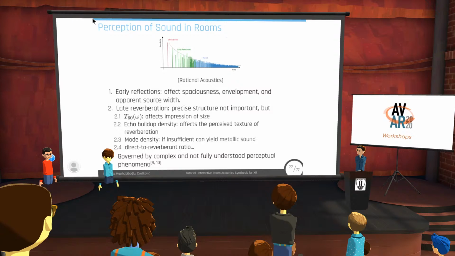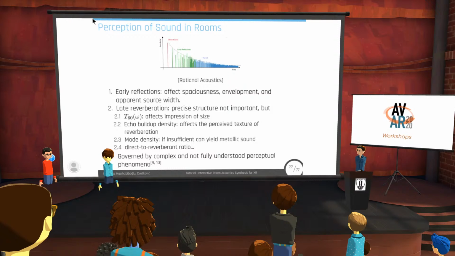Early reflections in rooms affect our perception of how spacious and enveloping the environment is, and also change the perceived size of a sound source. While we're not sensitive to the precise structure of late reverberation, reverberation time is going to affect the impression of size of the room. Reflection build-up density affects the perceived texture of reverberation, and mode density, when it is insufficient, can yield metallic sounds.